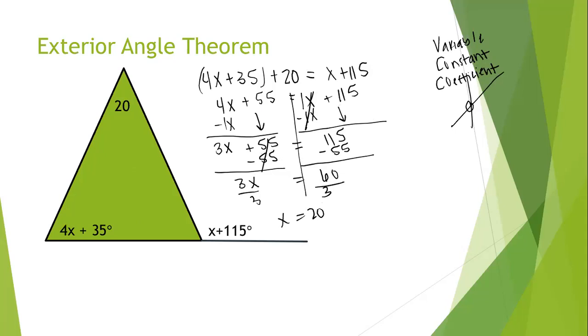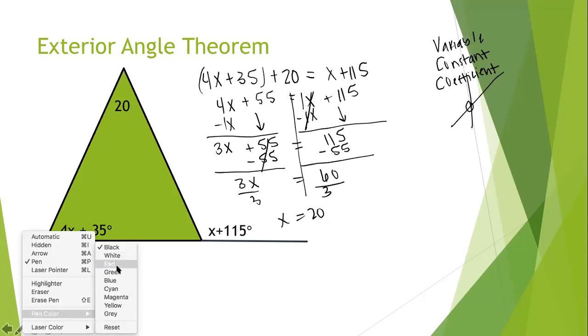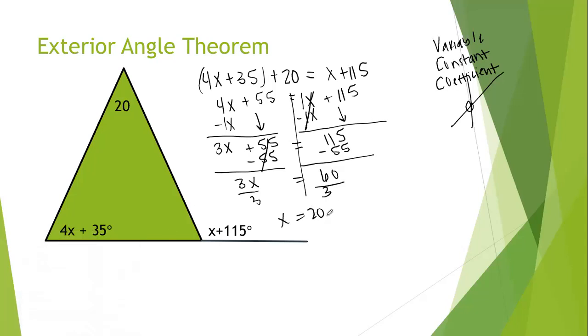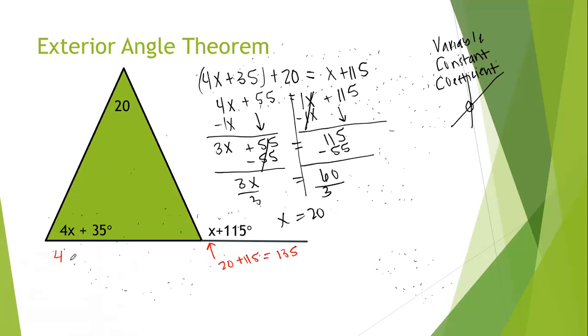I'm not going to do the last thing where we plug in x, but for us to understand, just know that for the assignment today, we find x. Okay, cool, x equals 20. Now, what do these angles equal? I've got to plug in 20 for x, so that'd be 20 plus 115, which gives me 135. And I've got to plug in x for this one, 4 times 20 plus 35, 115. So this one's 115.